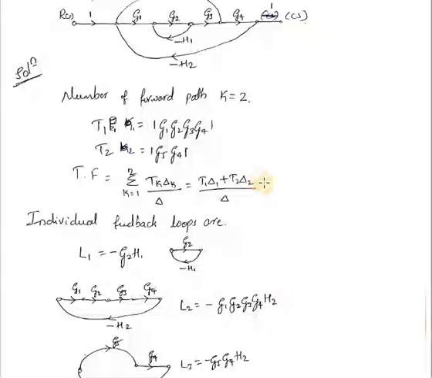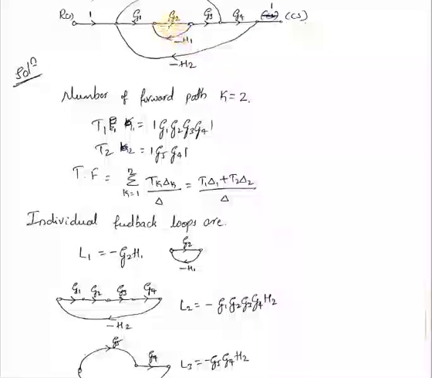If there are three, that time you have to add one more term, plus T3 into delta 3. After finding the forward paths, the number of forward paths and their respective gains, you need to identify the individual feedback loops. So here, if I take the starting point as this point, G2 and minus H1, I am passing through this node and coming back to this node, and nowhere am I tracing a node twice here.